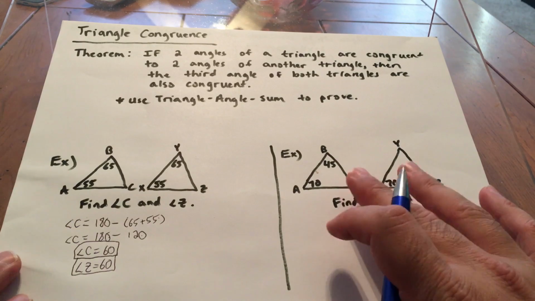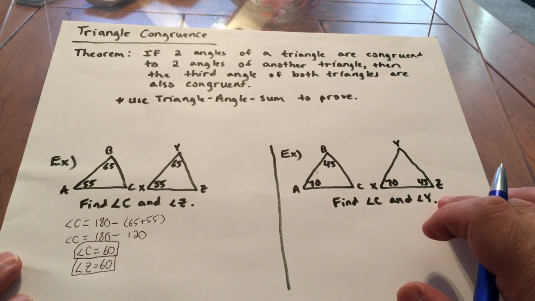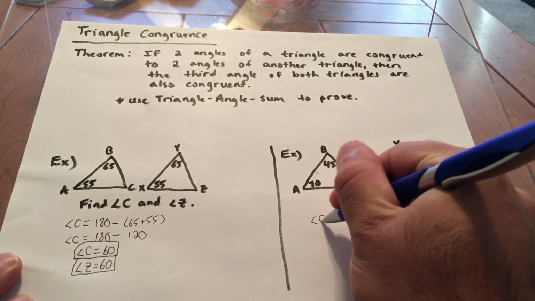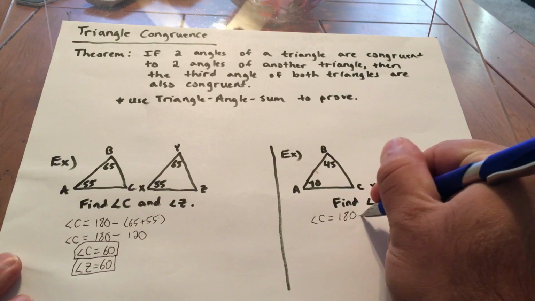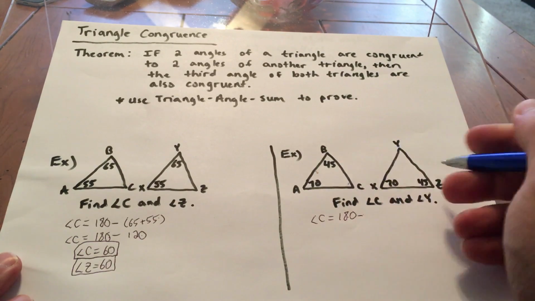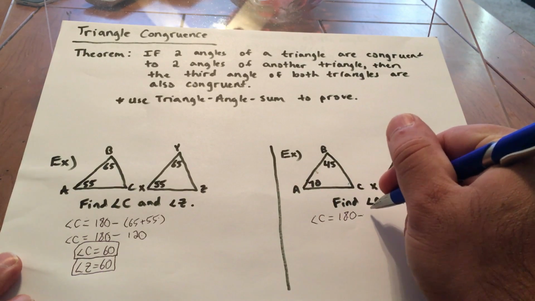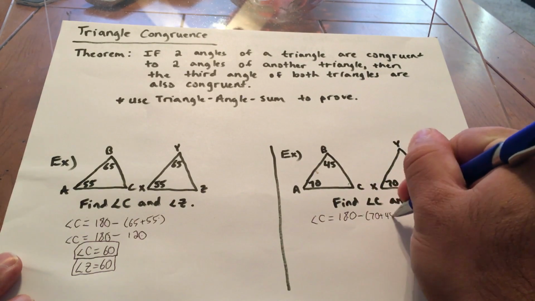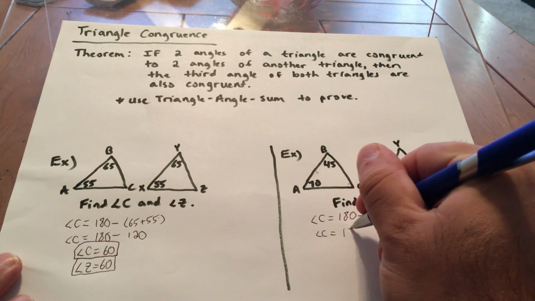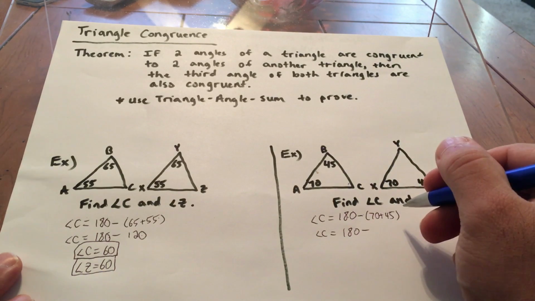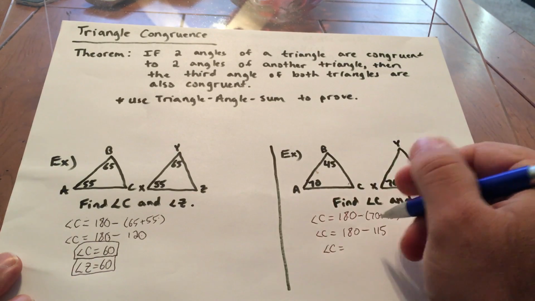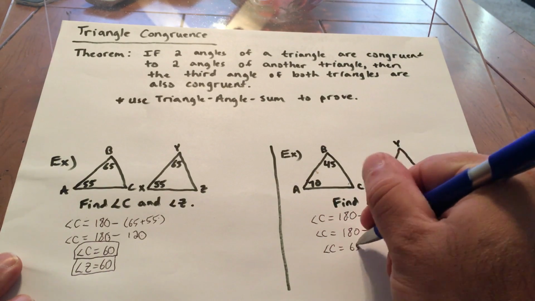Take a second, pause the video, and see if you can figure out angle C and Y in this example. Okay, so if we want to find angle C, we're going to do exactly like we did before. Use triangle angle sum. They add up to 180. If we subtract off the sum of these two angles, we'll know the third angle here, C. The sum of those is 70 plus 45, which is 115. So angle C is 180 minus 115, which is 65 degrees.